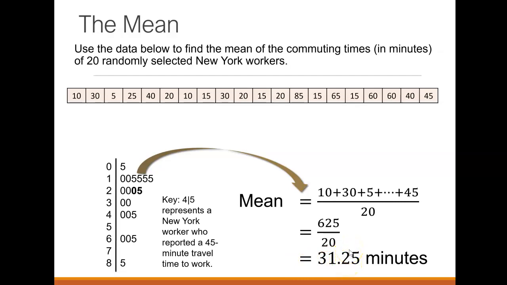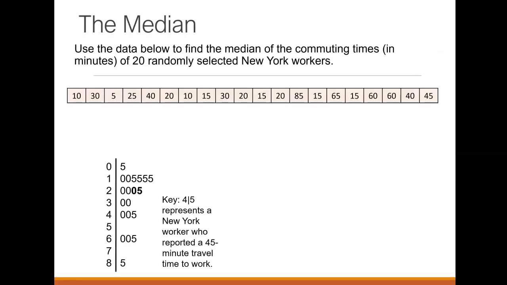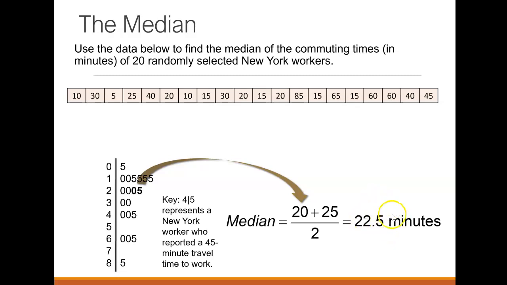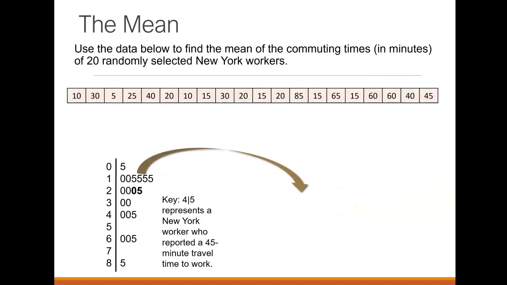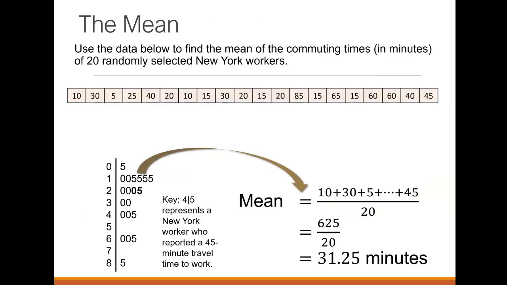How does that compare to the median? We did that just a few minutes ago, right? The median was 22.5. The mean was 31.25. What is that saying? Why are the two so different, though? It's kind of a big difference between them.